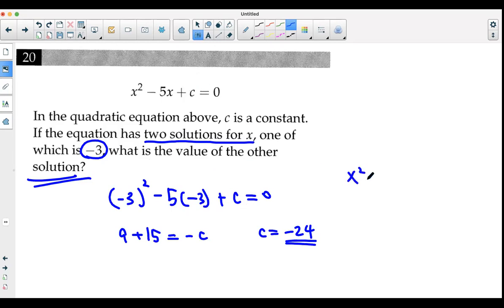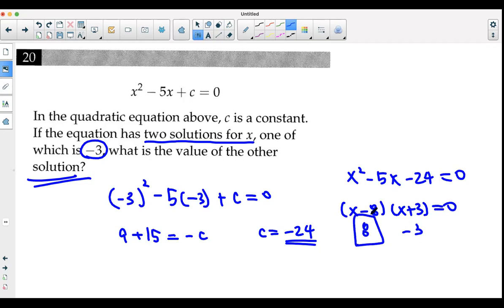Then we have x squared minus 5x minus 24 equal to 0. Now let me factor this one. Which two numbers multiply to negative 24 but add up to negative 5? 8 and 3, but 8 has to be negated. So (x minus 8)(x plus 3) equals 0. This gets me negative 3, and that gets me 8. So 8 must be the other solution. That's one way.